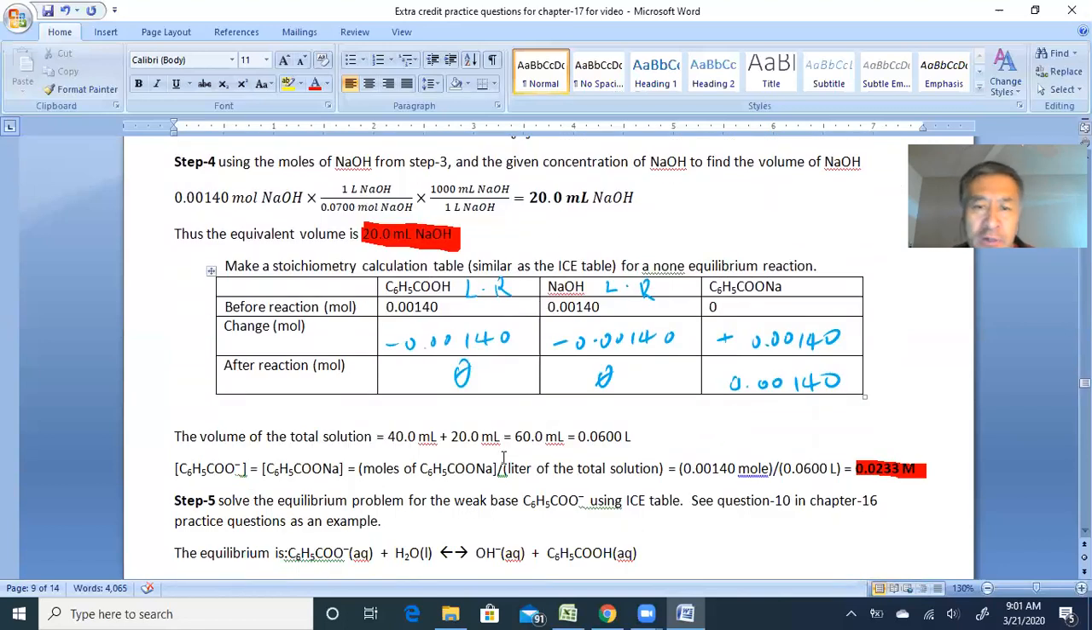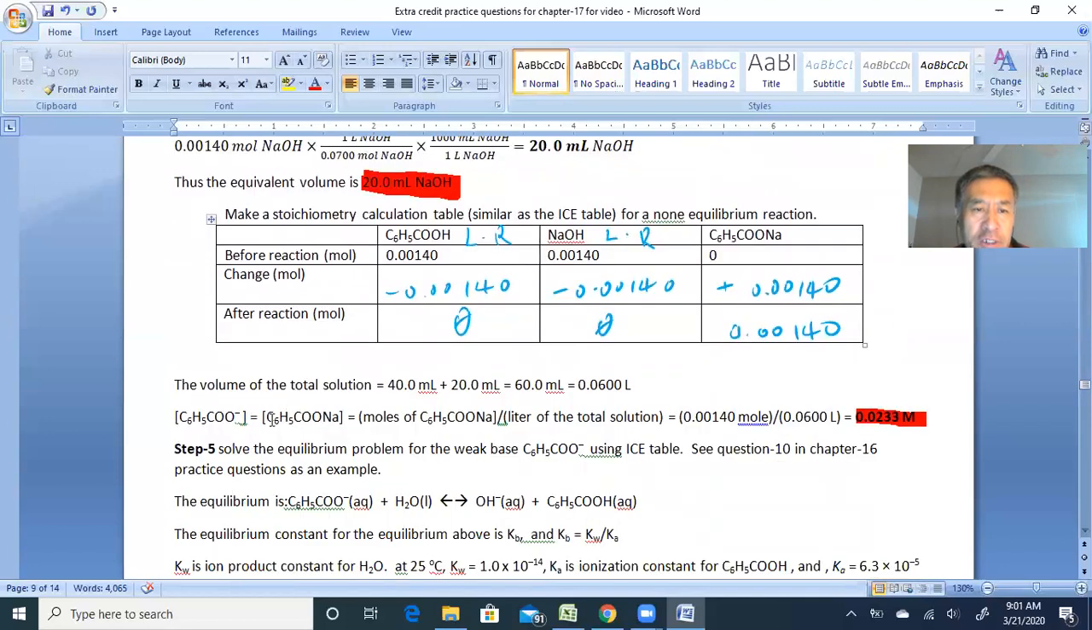So the next step is to find the total volume in the solution. We have 40 ml of the acid and 20 ml of the strong base, altogether 60.0 ml, so that equals 0.0600 liters. Then we can see from this formula that this is the salt and this is our conjugate base. We have a 1-to-1 ratio. Therefore, the moles of the salt divided by liters of solution equals the molarity of the salt, which also equals the molarity of this base.